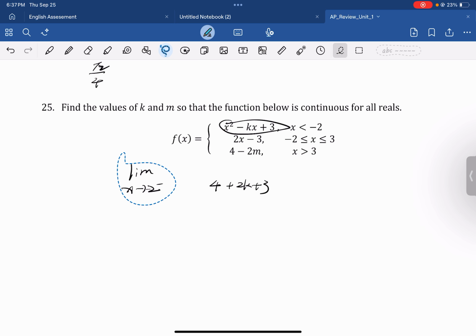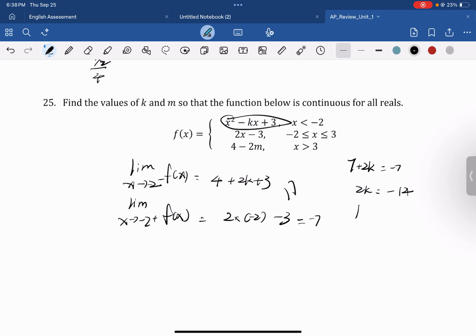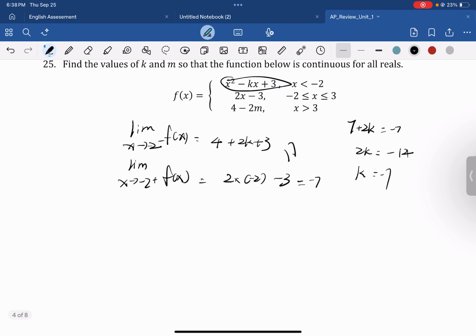All right. And for the function going from the right-hand side at -2, we got 2 times -2 minus 3, which is -7. And these two should be equal to each other, so the function is continuous at the point -2. So 7 plus 2k equals -7. So 2k equals -14, and k is -7. Alright, we solved our k.